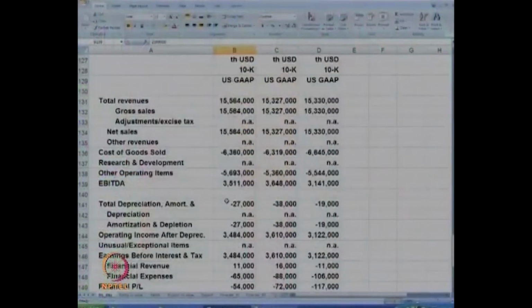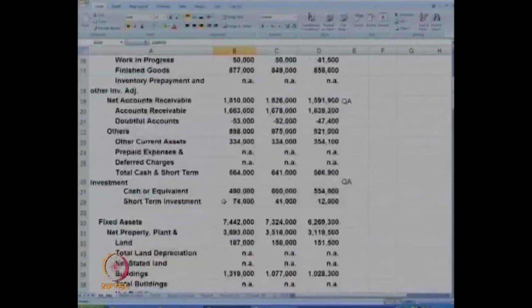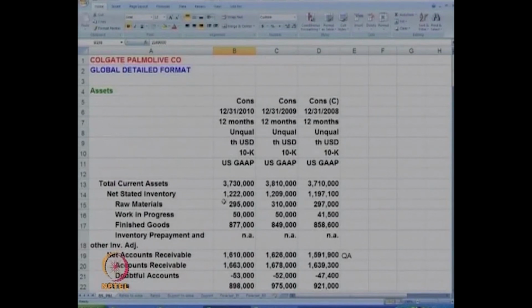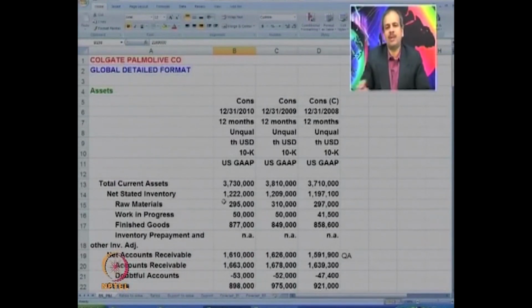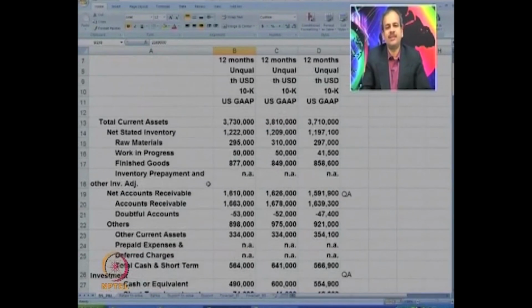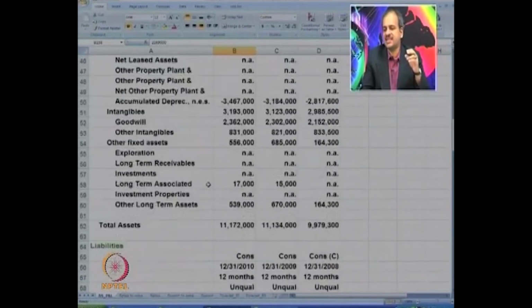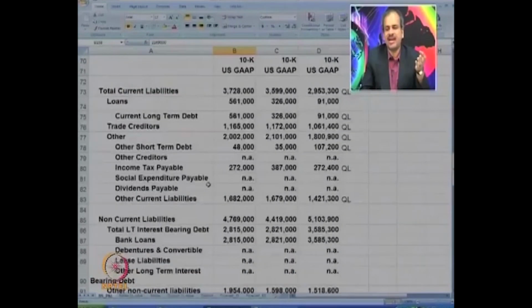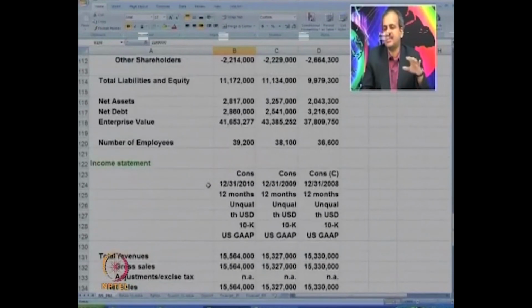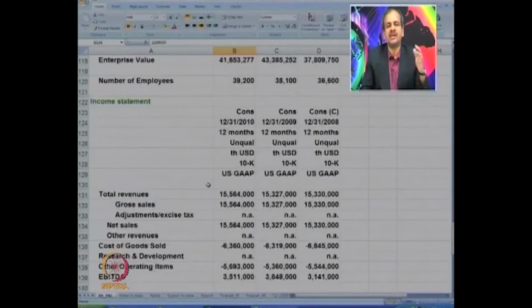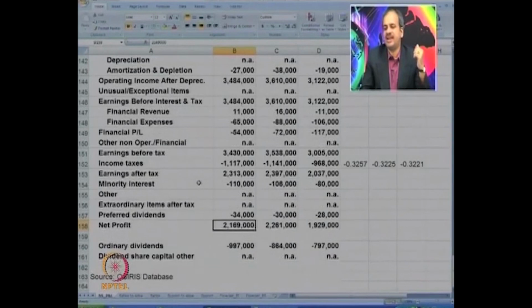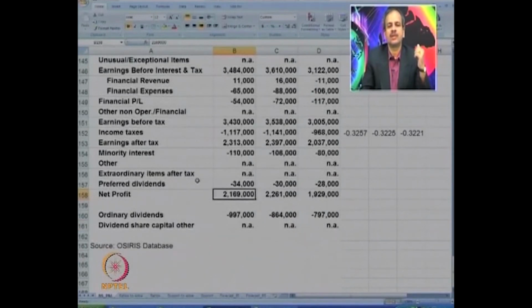Just have a look at their P&L and balance sheet statements once again. See, this is a global detailed format for Colgate-Palmolive. As per US GAAP, you can see the balance sheet items which are categorized as first current assets, followed by fixed assets, followed by current liabilities, then non-current liabilities, and lastly the equity. Next is the income statement, wherein total revenue and detailed expenses are given. Okay. Now we will go to ratios.